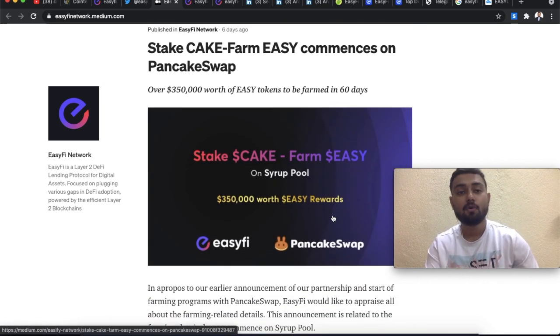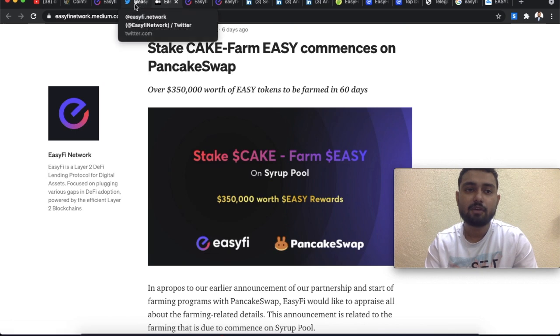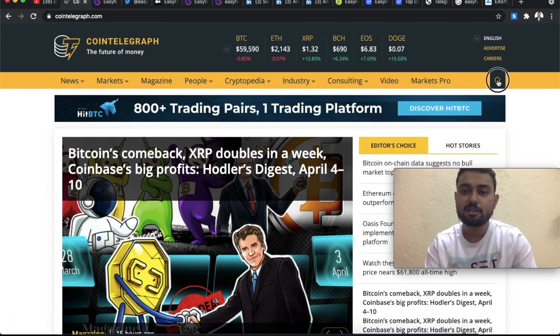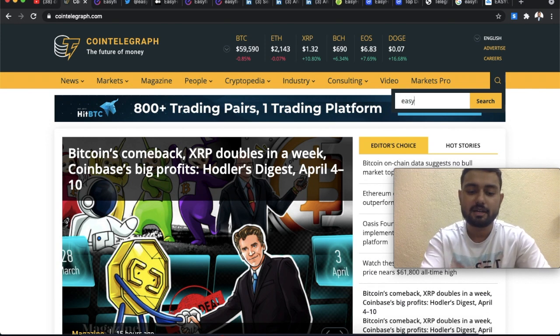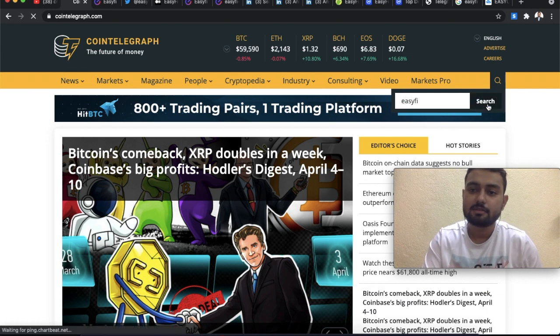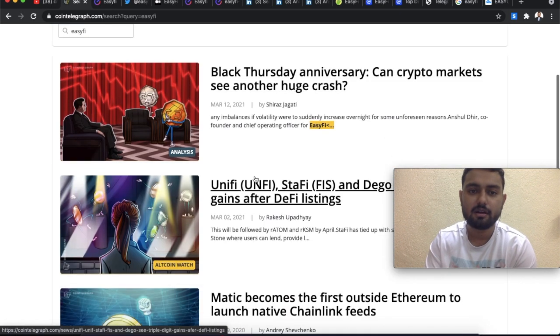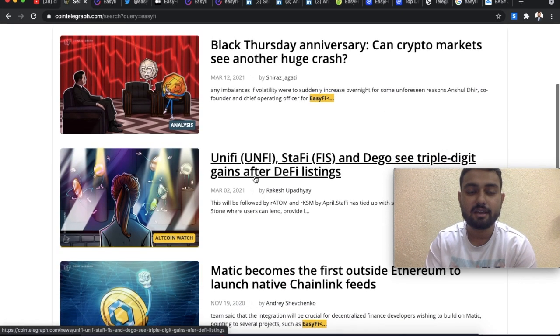So you will get lots of news articles on their Medium channel as well. But for more news, you can head over to cointelegraph.com, and on the search button you can search for the project. Let's say I want to search for EasyFi. I quickly type EasyFi and press the search button. There is not a lot of news covered on Cointelegraph about EasyFi. There are only a few mentions here and there.